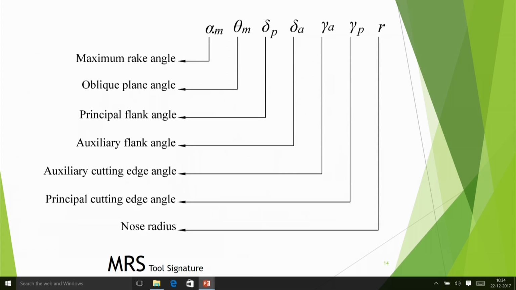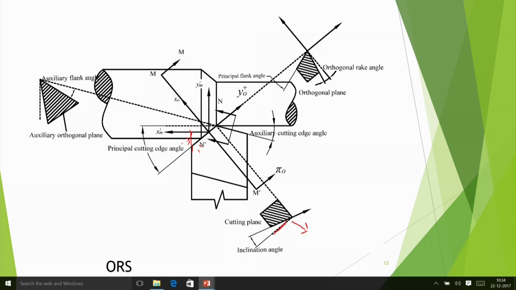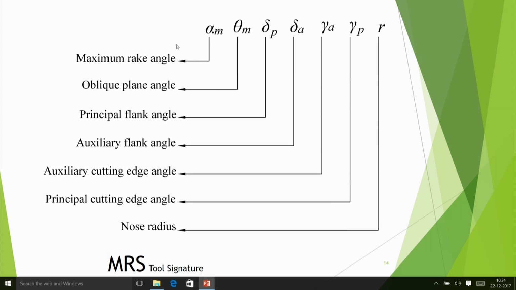Now we go to this one, the MRS system. In MRS system, maximum rake angle system, you will have again 6-7 elements of the tool signature. First one is the maximum rake angle, alpha m. Another is the oblique plane angle, the third one is the principal flank angle, and the fourth one is the auxiliary flank angle. Then you have got the auxiliary cutting edge angle, and then the principal cutting edge angle. After that you have got the nose radius. So this is called the maximum rake system.